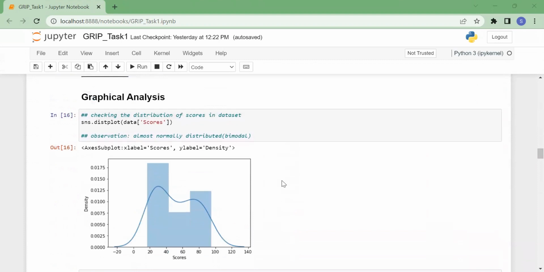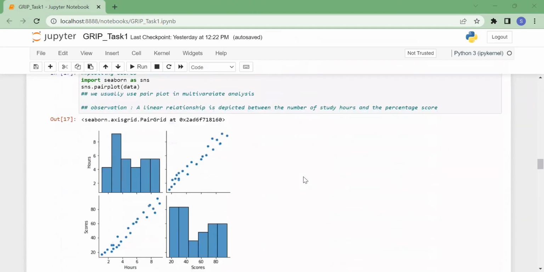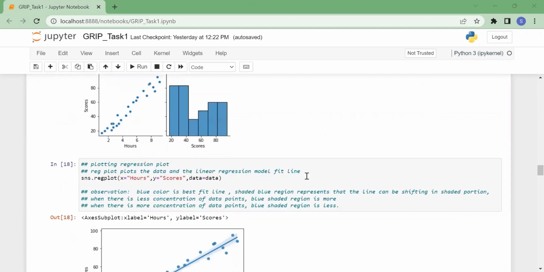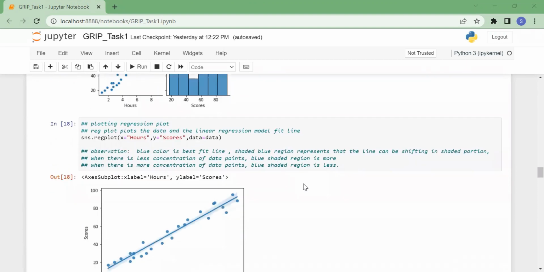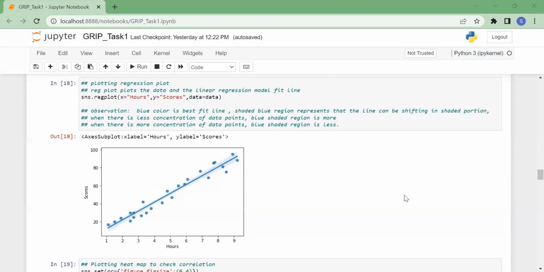Switching on to the graphical analysis part, I have plotted this plot. We see a near to normal distribution. Then I have plotted a pair plot. There I can see a linear relationship exists between number of study hours and the score. I have plotted a reg plot, which plots the data as well as the regression model fit line. We observe that the blue color is the best fit line.